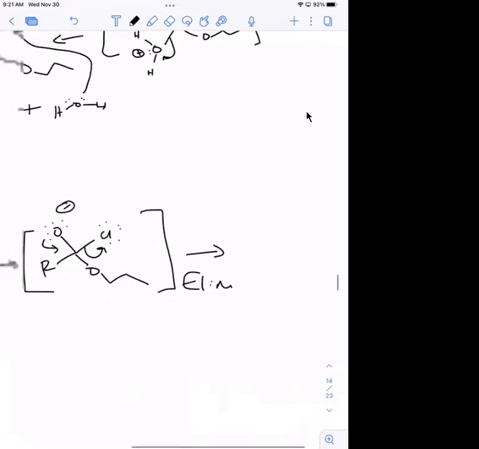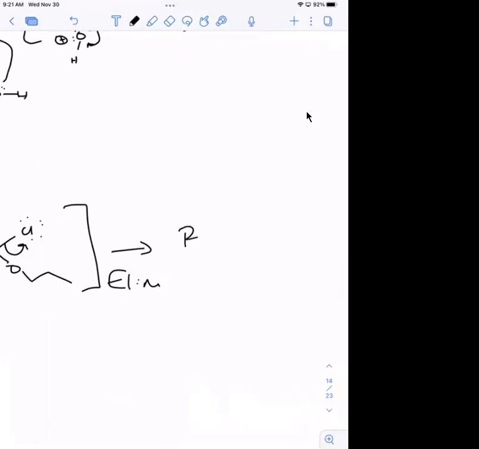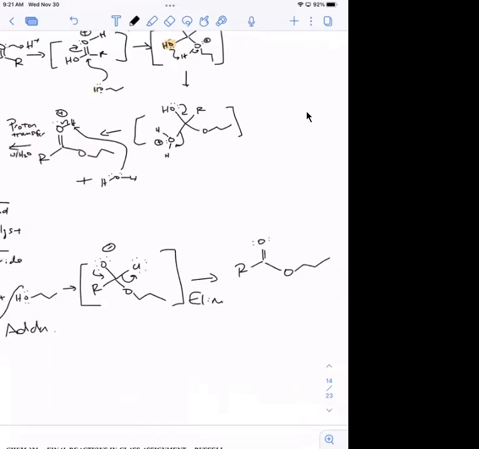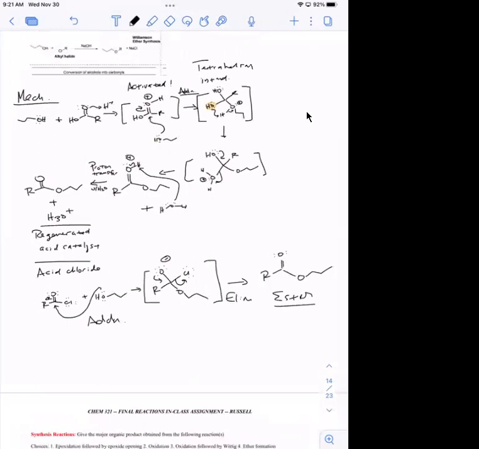Right, so once that elimination happens, you have your ester. And again, both of these methods work fine. It just depends on what you're trying to do. Transesterification works well. Using the acid chloride also works well. It just depends on your preferred method, and on what type of ester you're trying to make.